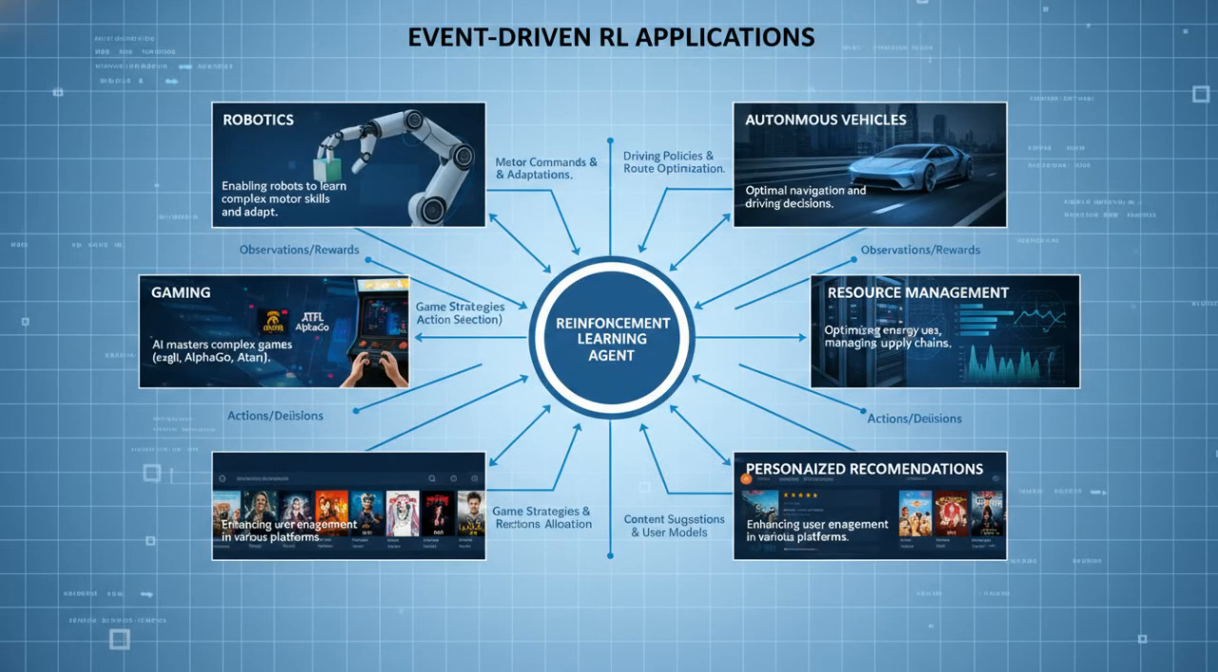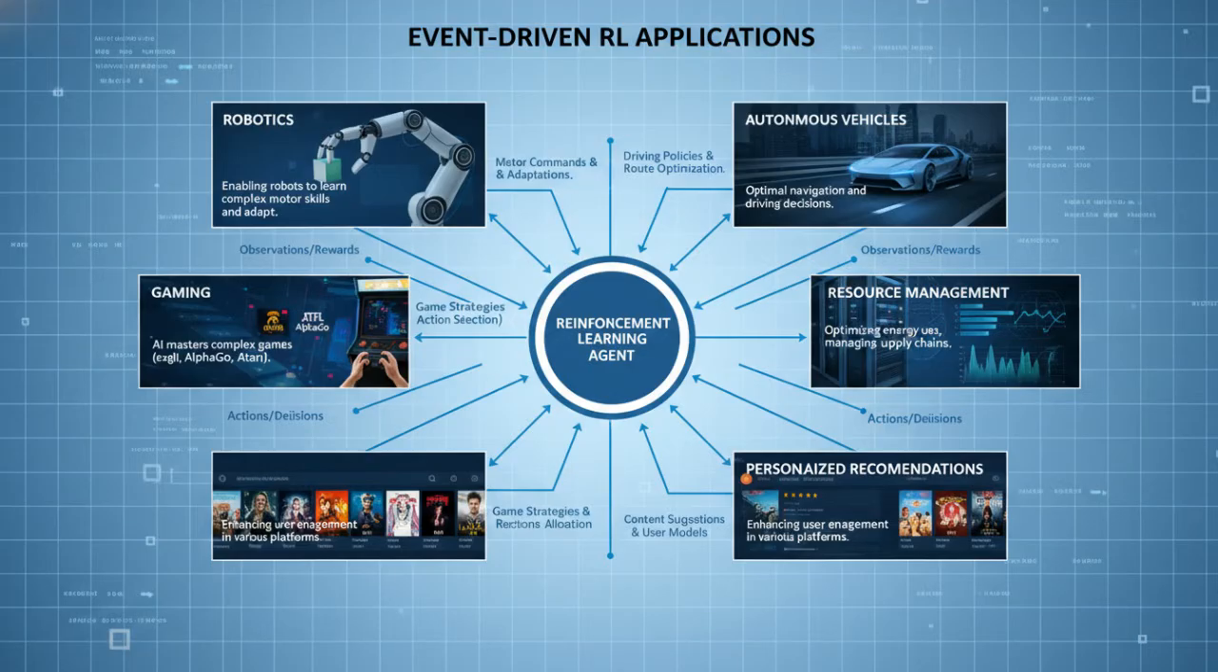The theoretical elegance of reinforcement learning translates into incredibly powerful real-world applications across numerous sectors. One of the most famous examples is in gaming, where systems like DeepMind's AlphaGo famously defeated the world's best Go players, and agents mastered Atari games, performing even better than human experts. In robotics, RL is revolutionizing how robots learn complex motor skills, from grasping delicate objects to performing agile locomotion, enabling them to adapt to unpredictable environments.